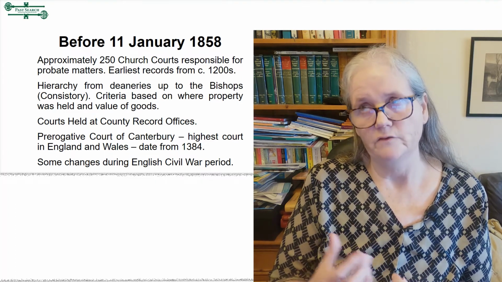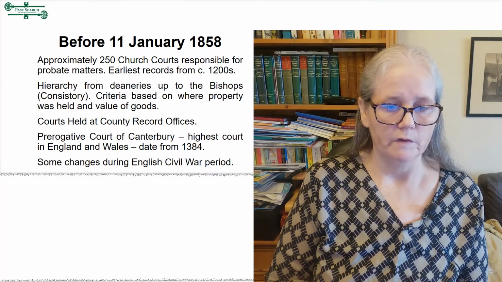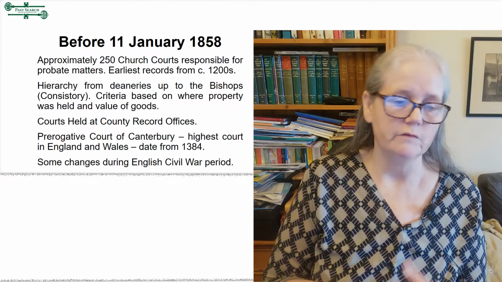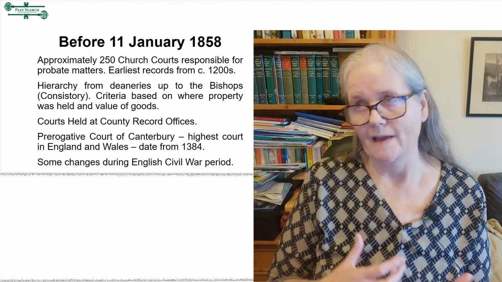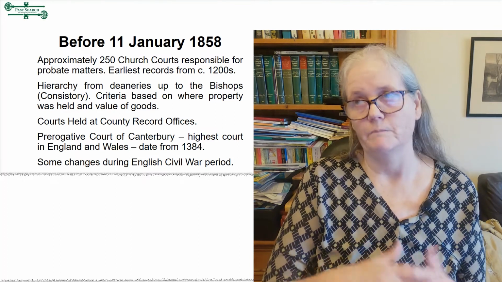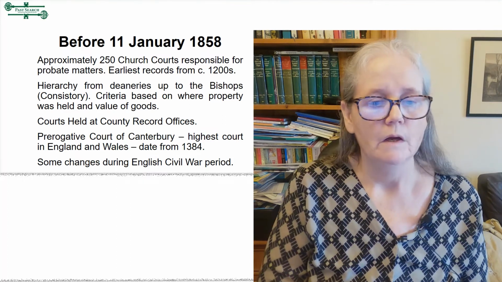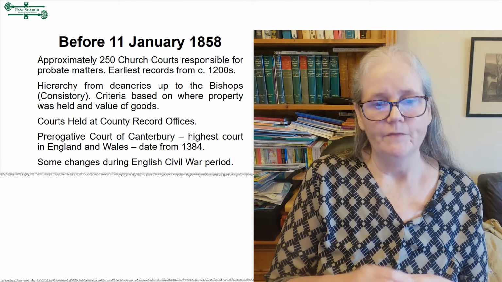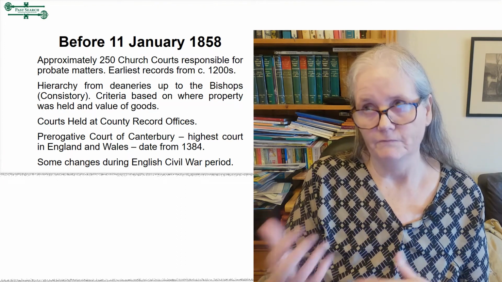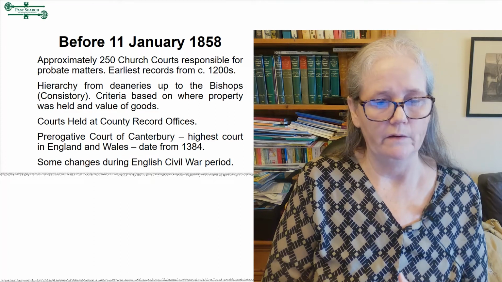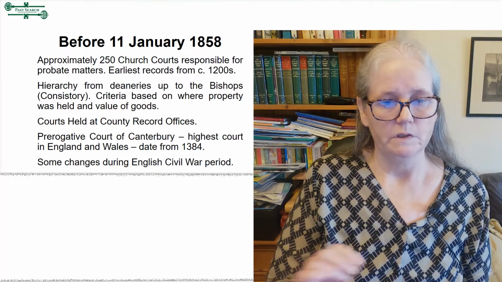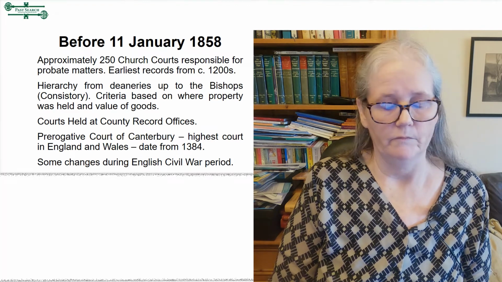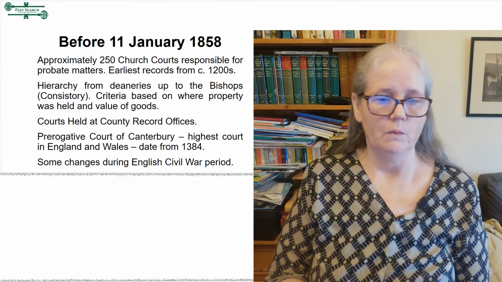There were also some changes during the English Civil War period, because the bishops were abolished for part of that time, and various things made probate, or the powers were taken away from the church courts. But those records are still later filed among the church court records, and lots of those are held at the National Archives, but you sometimes get copies in local probate records collections as well.